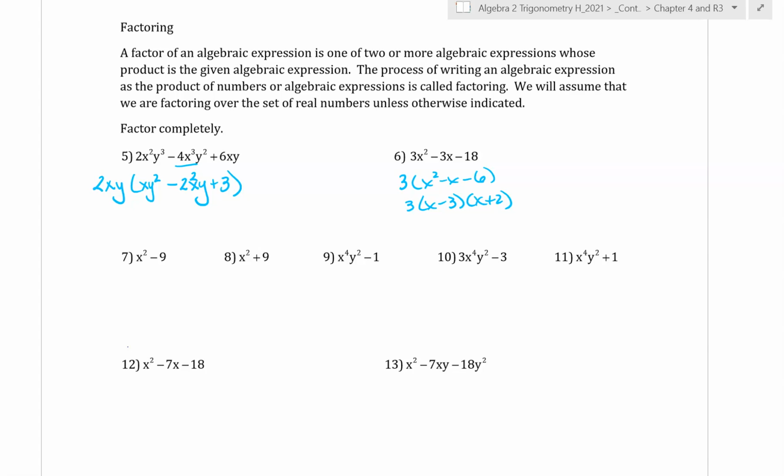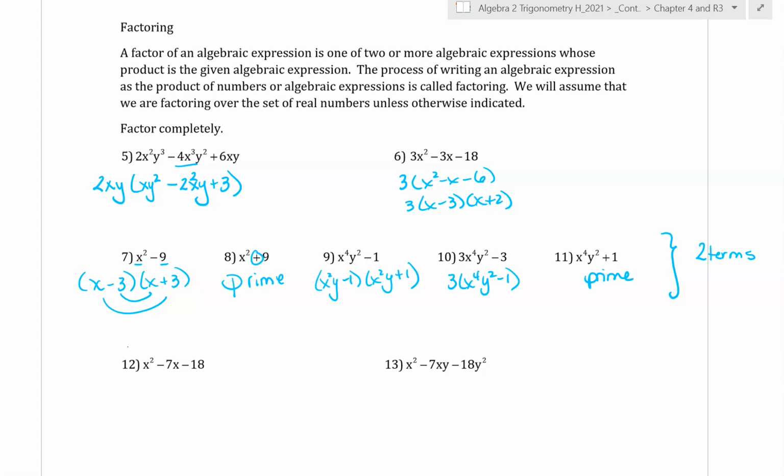Okay, so the next thing we're going to do is we're going to look at 7 through 11, and notice 7 through 11, they all have 2 terms. So I kind of organized it this way. If you remember from Algebra 1, if you have a difference of 2 perfect squares, you could say x minus 3 and x plus 3 because the minus 3x and the plus 3x will cancel. So go ahead and think about how you would factor 8, 9, 10, and 11. Go ahead and pause the video and give it a try. They all have 2 terms.